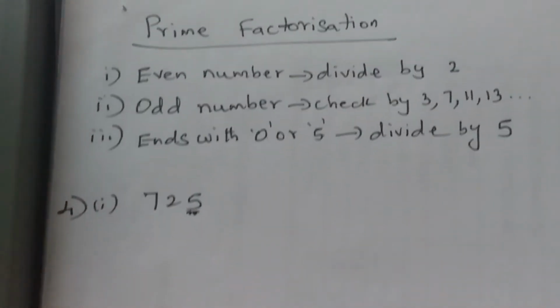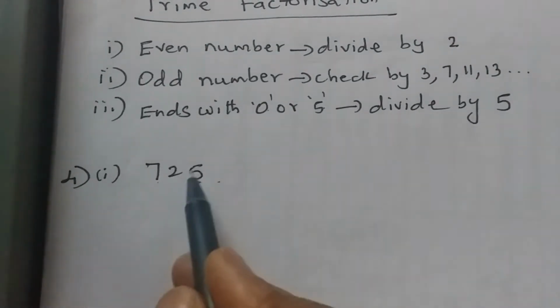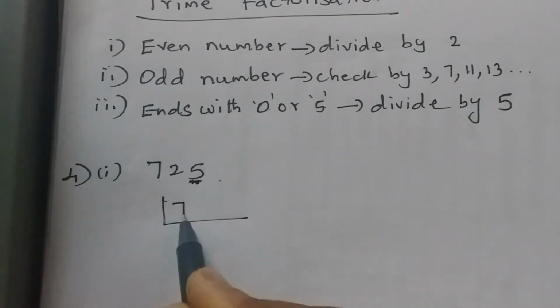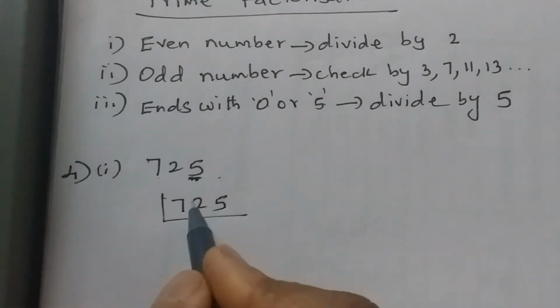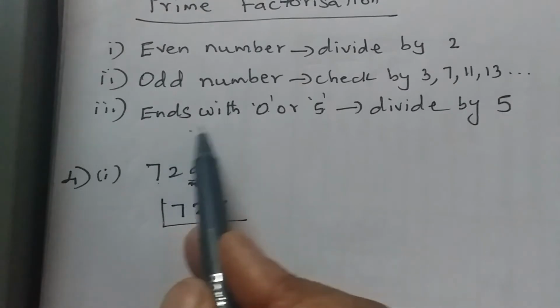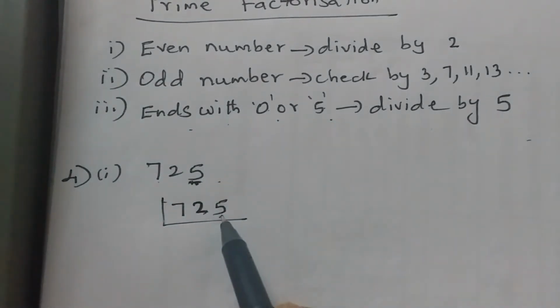Okay, now in question number 4, the first one is 725. We have to check whether it's a perfect square or not. For that, what do we do? First, you find the prime factors. Then at the end of it, I'll tell you what to do. Now, it is a number ending with 5. So, if it ends with 0 or 5, we should divide by 5.